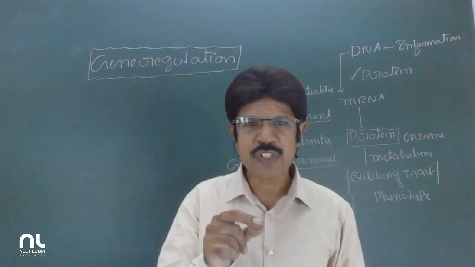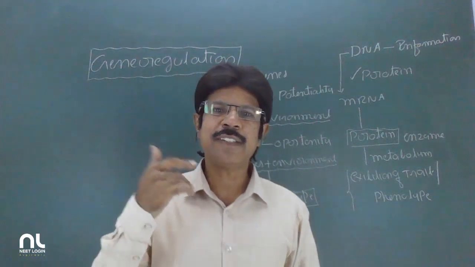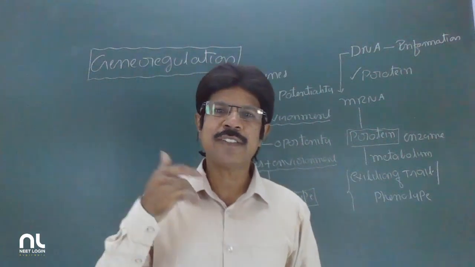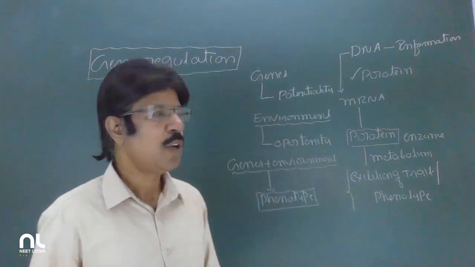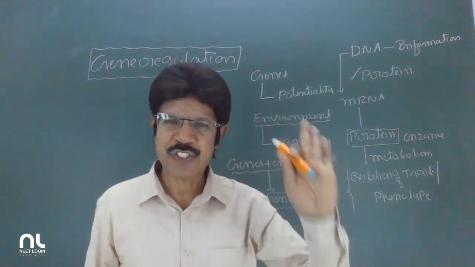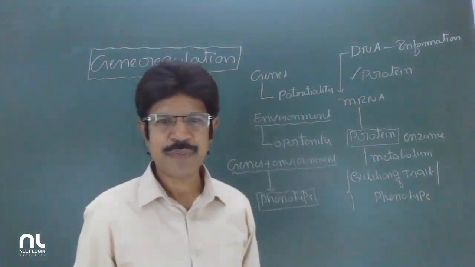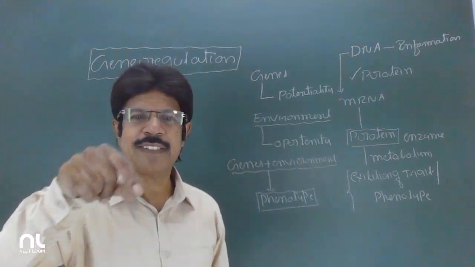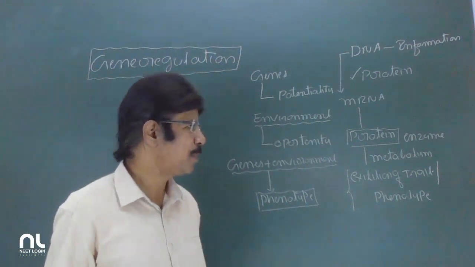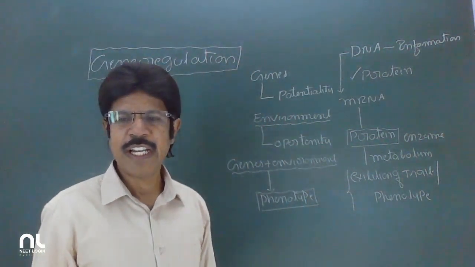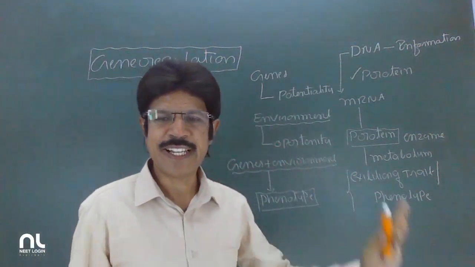So genes are on and off. Whenever it is required, it is exhibited. Whenever it is not required, it is not going to be exhibited. What do you call it? Gene regulation. Genes are regulated depending upon the requirement. Okay, that's what we call gene regulation. So biological information present in the nitrogen bases is made available in the cell by synthesizing a proper protein. What do you call it? Gene regulation. Genes provide potentiality. Environment provides opportunity. Ultimately responsible for exhibition of character. Okay.